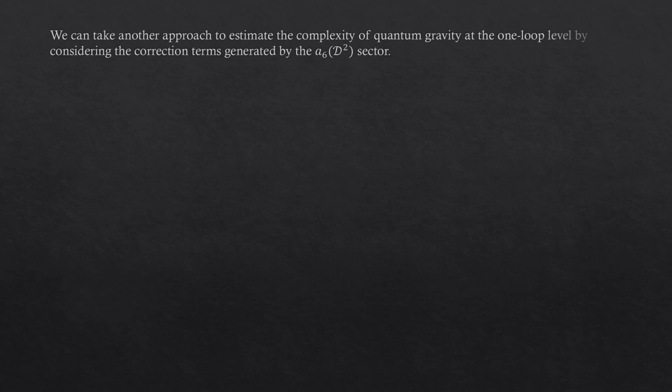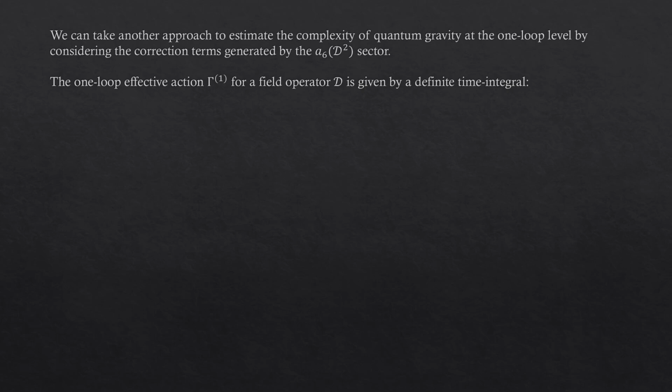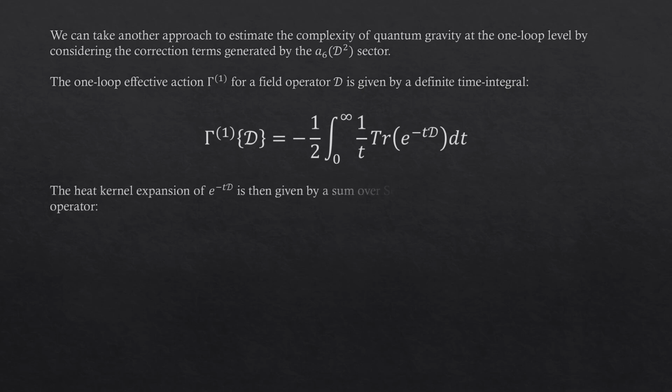We can take another approach to estimate the complexity of quantum gravity at the one-loop level by considering the correction terms generated by the A sub 6 sector. The one-loop effective action gamma 1 for a field operator D is then given by a definite time integral. The heat kernel expansion of e to the negative T D is then given by a sum over Seeley-DeWitt coefficients acting on the field operator.